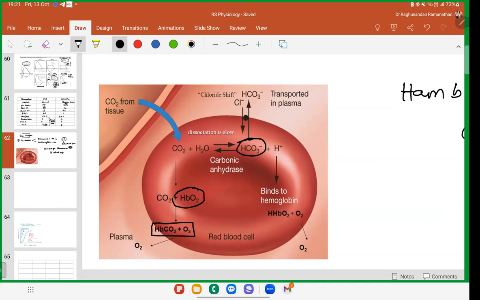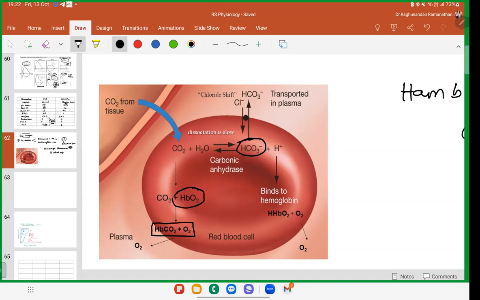So what happens is you want your oxygen to be bound with hemoglobin, but your carbon dioxide has more affinity towards your hemoglobin. So your carbon dioxide comes and releases your oxygen in two ways. Either carbon dioxide directly binds with your hemoglobin and releases oxygen, or else it forms HCO3 minus and releases a hydrogen ion. This hydrogen ion combines with the hemoglobin and releases your oxygen.